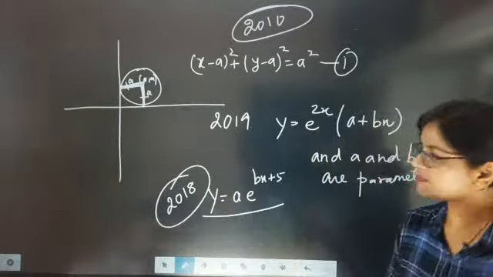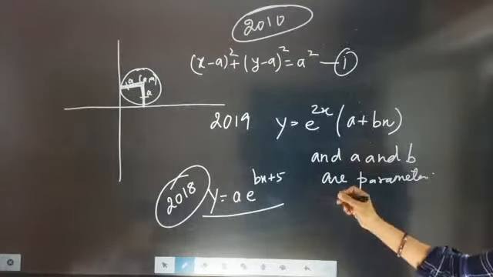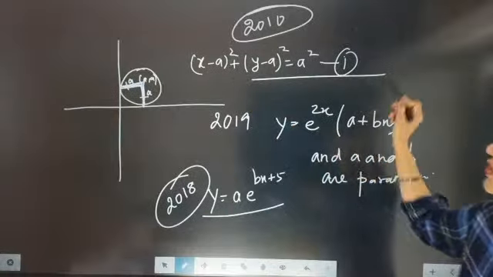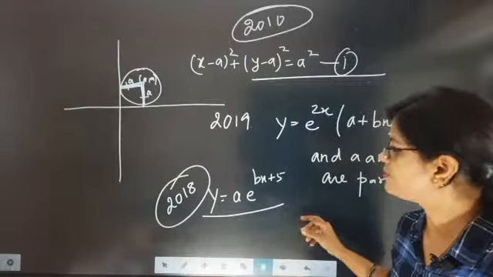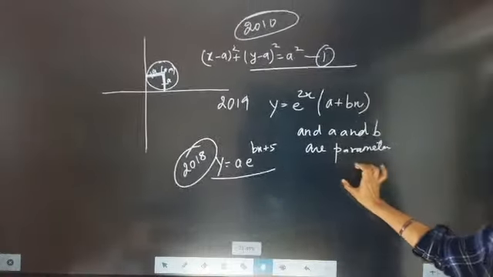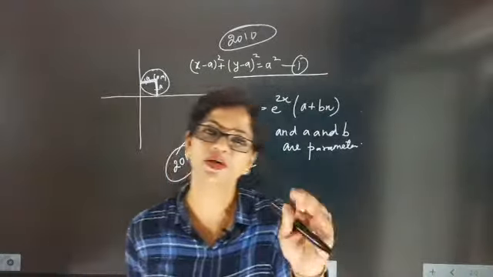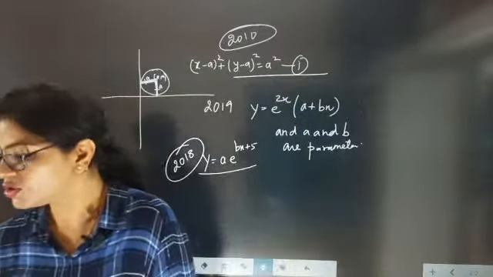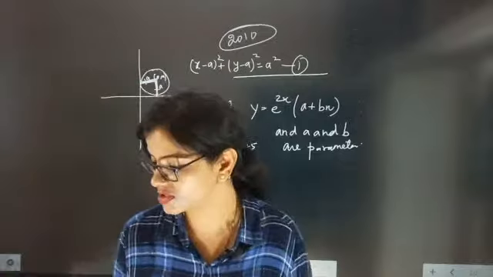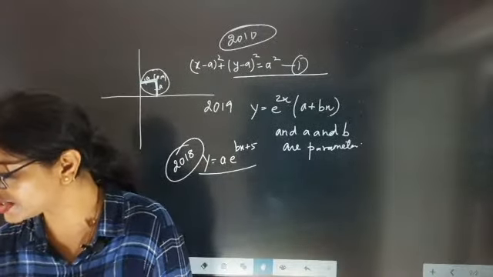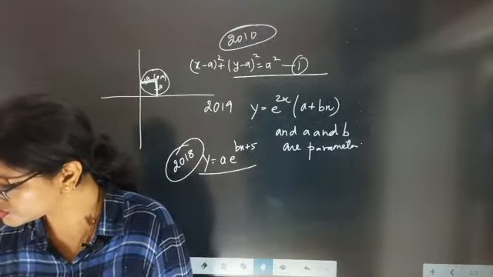So see, parameter removal: 2018 question, 2019 this question, 2010. If you will be able to solve, it will be really very good beta. Try this question out and I think now you will very nicely be able to remove the parameters. Okay, 2 parameters means 2 times differentiation. I think I have given you 3 questions to solve.